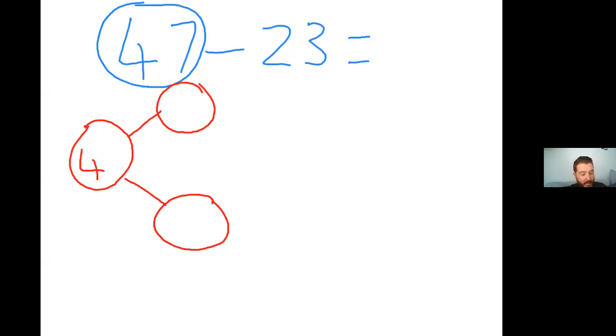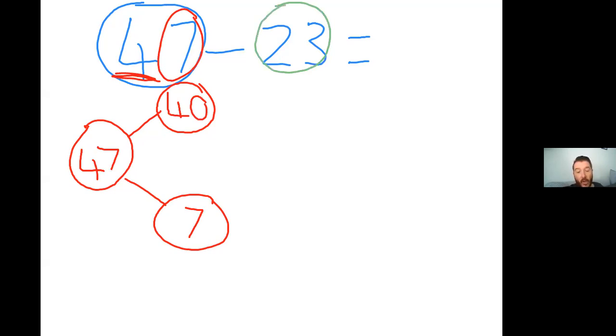So starting with 47. I'm going to put 47 because that's my whole. Now, how many tens are there in 47? 4. I'm not going to write 4 because it's not 4 ones, it's 40. And how many ones are in 47? 7. So I'm going to write 7 there. So I've partitioned 47 into 40 and 7. That's really important. Now, the next step, what we need to do is look at our second number, the number we're taking away. And we need to always take away tens from tens and always take away ones from ones where possible.